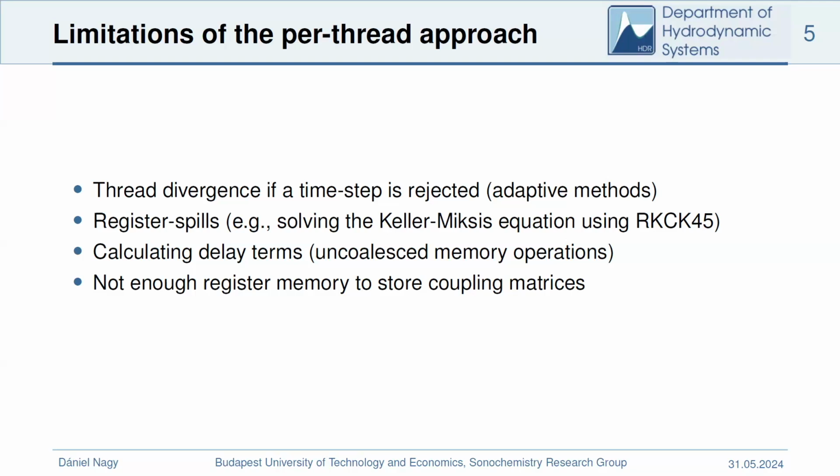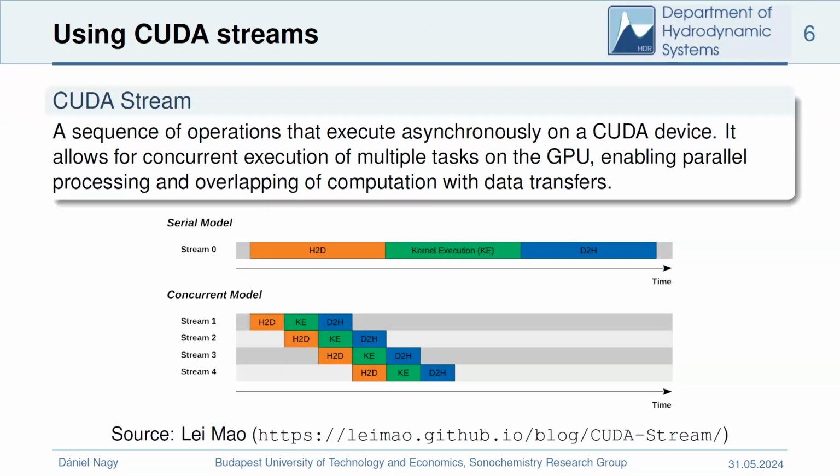Calculating a delay term, for example, in a delay differential equation is problematic because it leads to uncoalesced memory operations and a lot of memory load. And sometimes, if we have coupled systems, which we also encounter, then we need to store the coupling matrices, and they also cannot fit into the register memory, so we need to do something about that too.